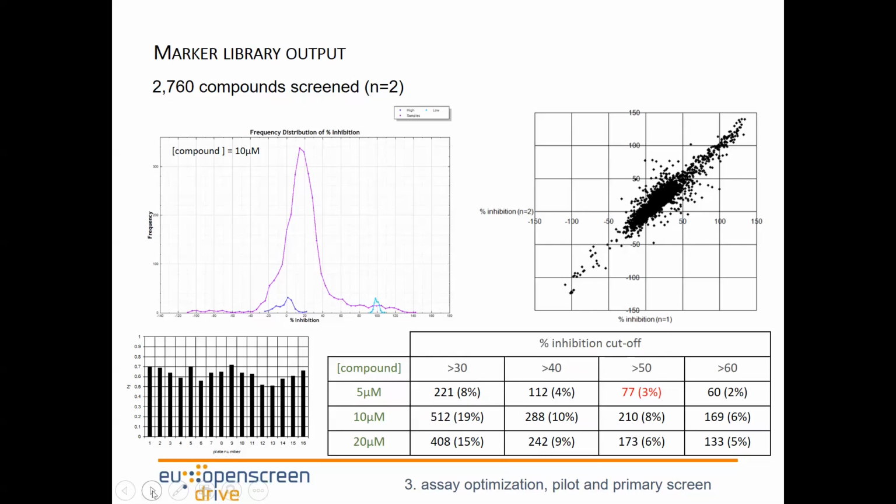So in this case, we decided to screen at 5 micromolar and try and aim for a 50% cutoff as an apparent hit. This still gives us a 3% hit rate, which is more than what we want to aim for, but it gives us enough chemical matter if we need to go back and pick more hits. If some of the compounds fail to progress, we've got enough chemical matter as backup compounds.